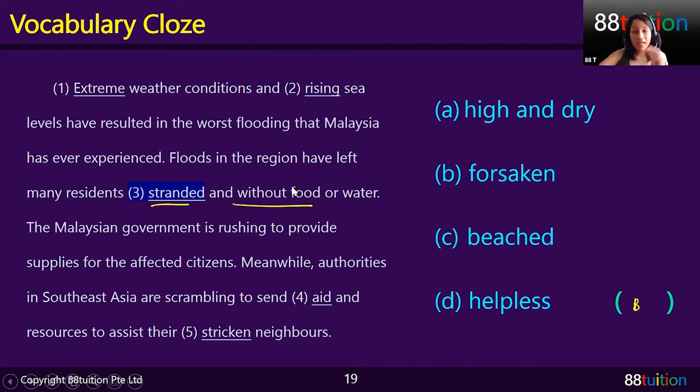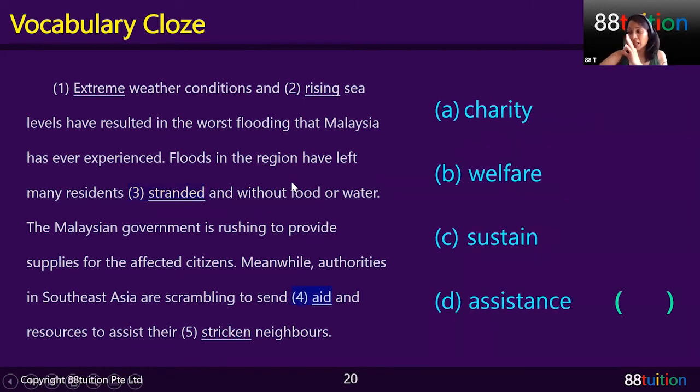Okay, be careful students because my slides are all the same, right? So when I change slide, like now I've just changed, you need to look out for which question I'm going through. Okay, so the Malaysian government is rushing to provide supplies for the affected citizens. Meanwhile, authorities in Southeast Asia are scrambling to send aid, would be to send assistance. Okay, not charity, right? Charity usually we talk about money, not welfare. Welfare is how these people are, their social, emotional well-being. Not sustain. Sustain is to keep you, but assistance, aid is assistance over here.